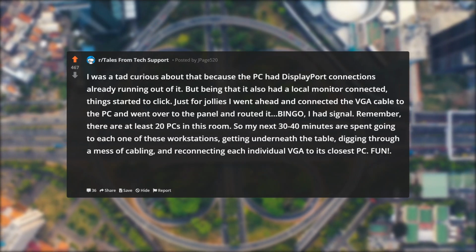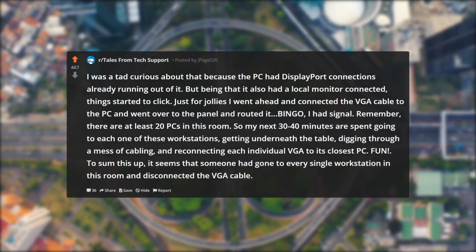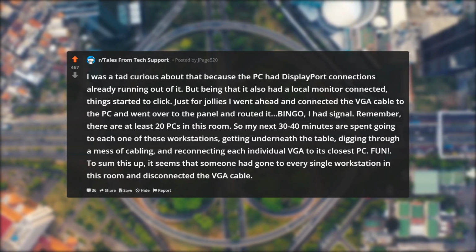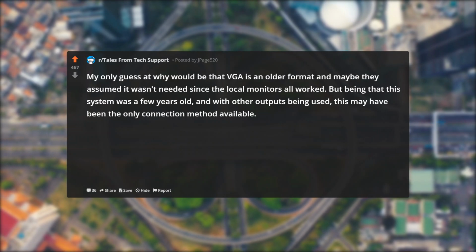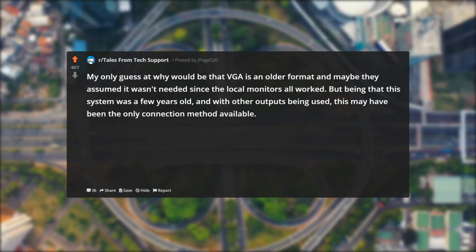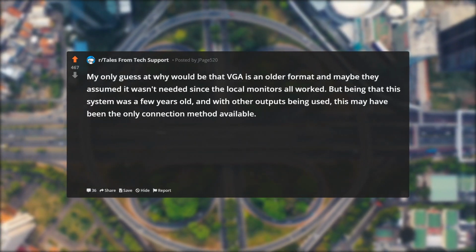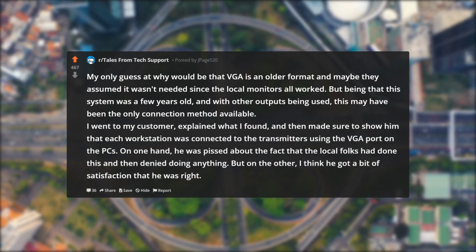Fun. To sum this up, it seems that someone had gone to every single workstation in this room and disconnected the VGA cable. My only guess at why would be that VGA is an older format, and maybe they assumed it wasn't needed since the local monitors all worked. But being that this system was a few years old, and with other outputs being used, this may have been the only connection method available.